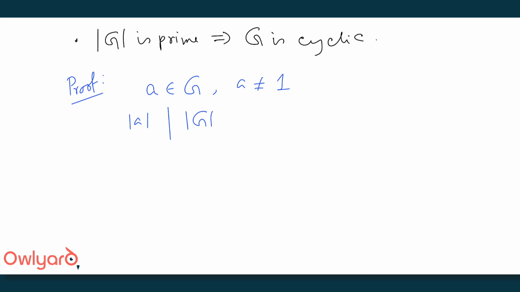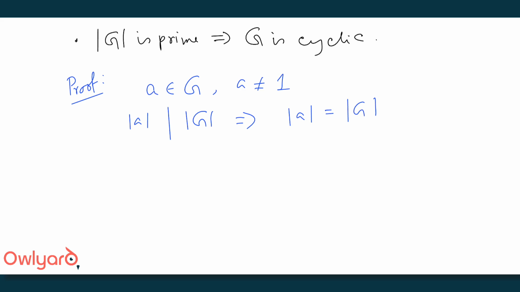And if that is true, then what are the options for the order of A? Because the order of G is prime and the order of A is not 1, the only option is that the order of A is the same as the order of G, because the order of G is not divisible by any other number other than 1 and the order of G, right?